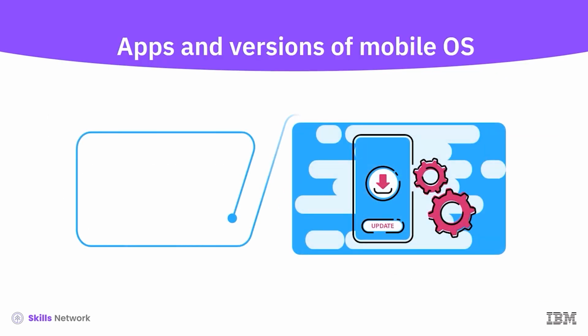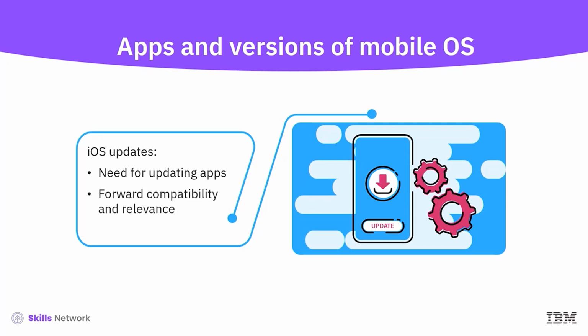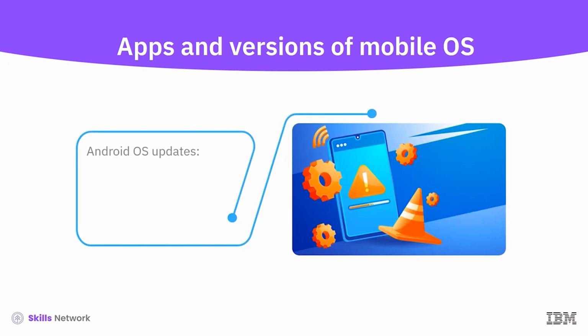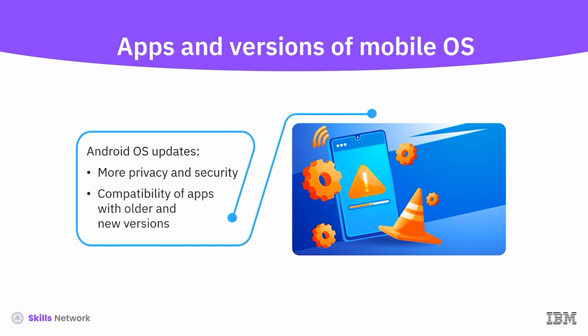iOS and Android develop one or two new versions of their operating system every year. With every iOS update, updating your app for forward compatibility and relevance is essential. However, with every new version of Android OS, privacy and security are improved. Additionally, the apps often work with both older and newer versions.